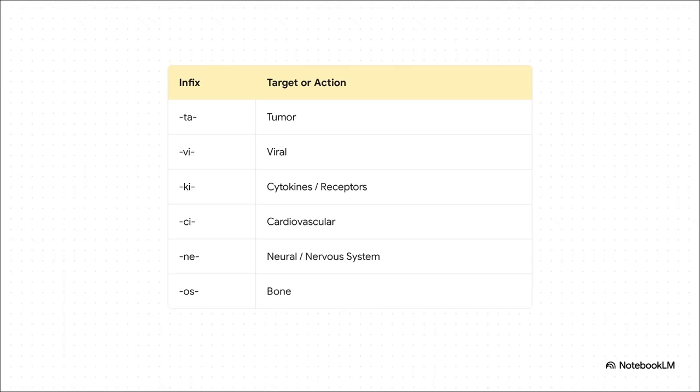If you see tacta, think targeting a tumor. If you see V, that's for fighting a virus. The infix key goes after something called cytokines, which are involved in inflammation. Then there's C, which is for the cardiovascular system. See a NA in there? That's aimed at the neural or nervous system. And OS is for anything related to bone, like osteoporosis. Once you learn these, you're basically fluent.